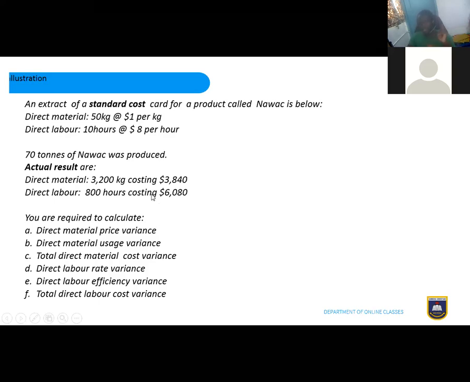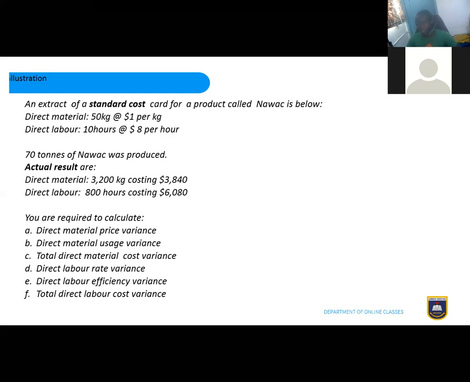Now we are required to calculate a direct material price variance, direct material usage variance, total direct material cost variance, direct labor rate variance, direct labor efficiency variance, and then total direct labor cost variance. This is what we are required to do.